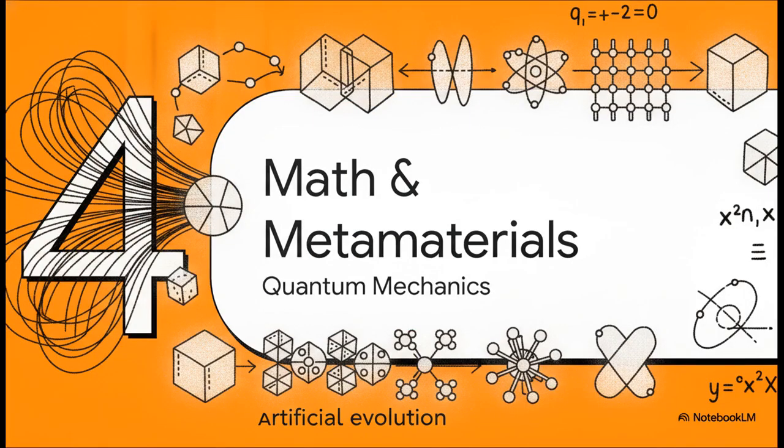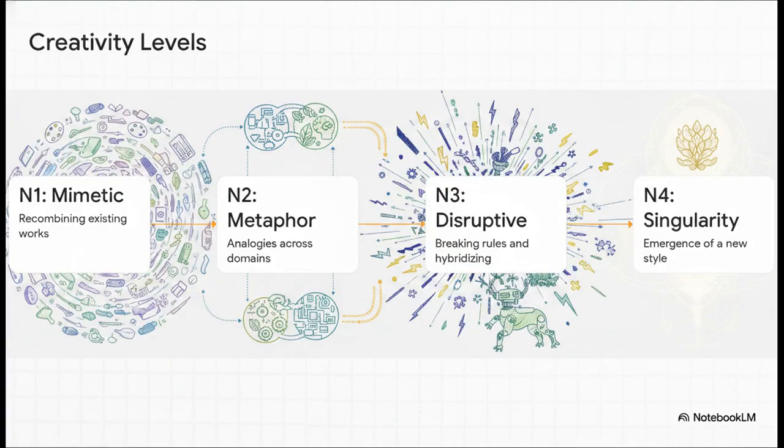Which naturally brings us to Section 4, equations and metamaterials. Let's look at how this algorithm actually levels up. The Q-creativon evolves through 4 specific stages.